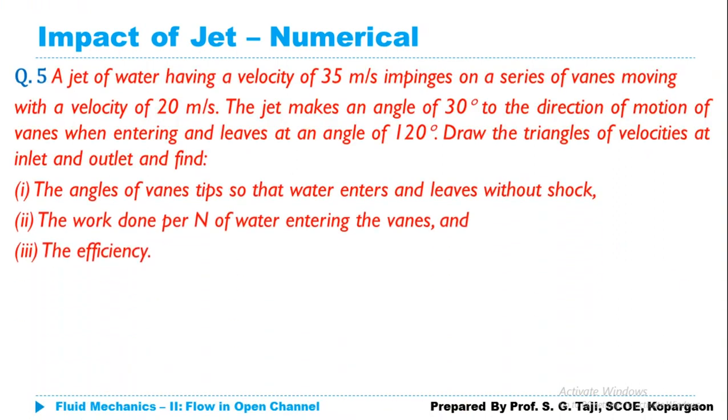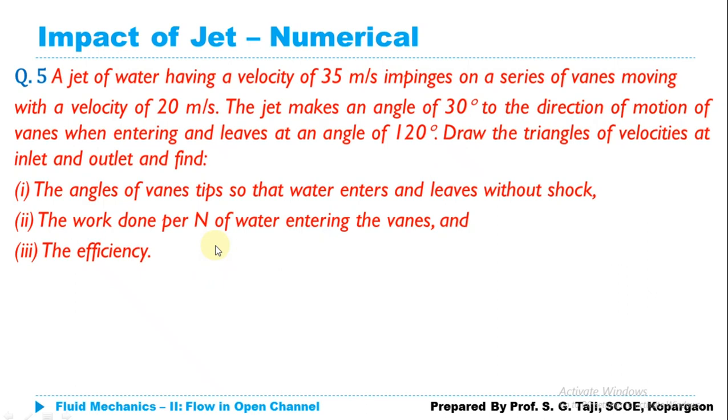Now we will directly jump to the numerical. It is given that a jet of water having velocity of 35 meter per second impinges on a series of vanes moving with a velocity of 20 meter per second. The jet makes an angle 30 degree to the direction of motion of the vanes when entering and leaves at an angle 120 degree. Draw the triangles of velocities at the inlet and at the outlet and find angles of vane tips so that water enters and leaves without shock, the work done per second per Newton of water entering the vanes, and the efficiency.